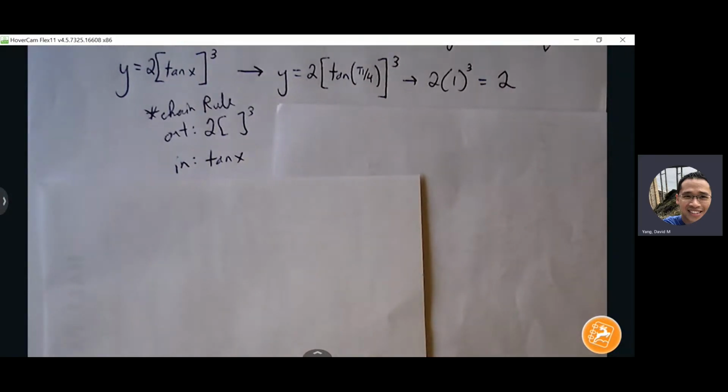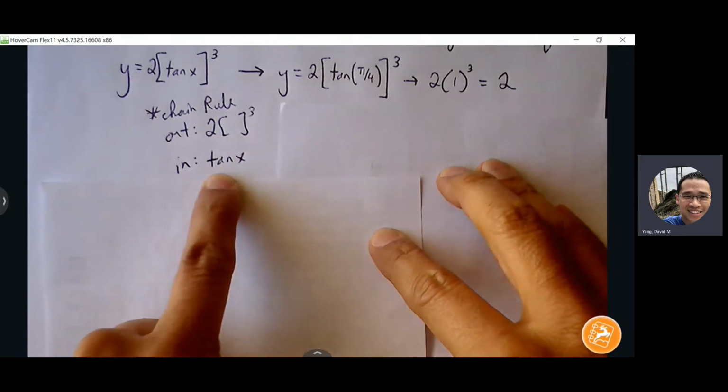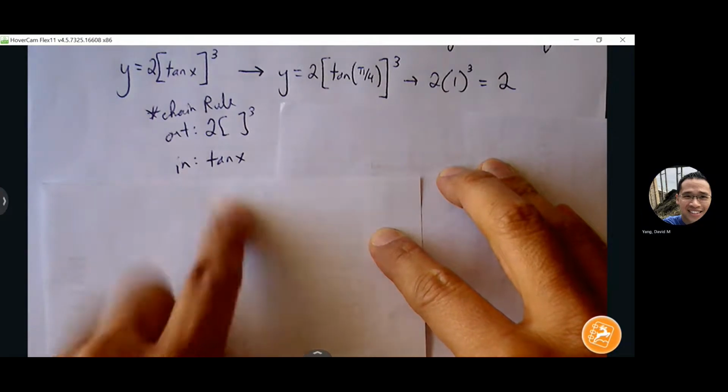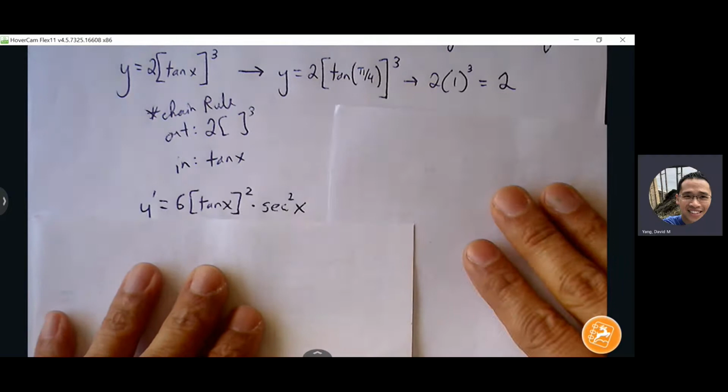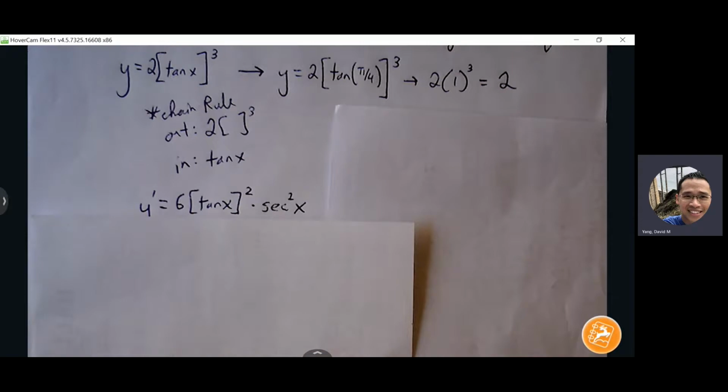Okay, so 2 bracket cubed becomes 6 bracket squared, and we insert that space with tangent. Okay, and after we take care of that derivative, now we're ready for the inside's derivative. Tangent just becomes secant squared. Right. So make sure that you don't insert that secant squared in that bracket. The inside derivative is going to be in a separate space. Okay. So we have our y prime.